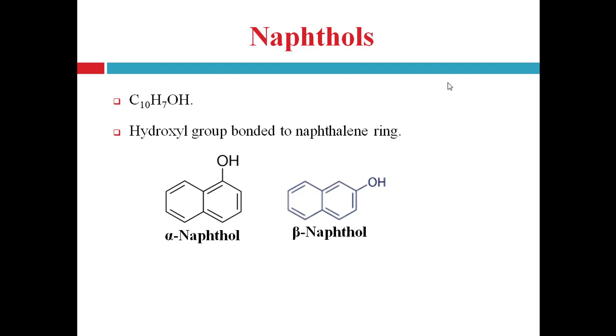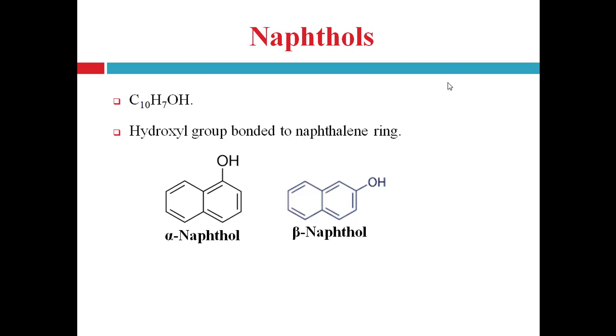Naphthols, having the molecular formula C10H7OH. Right? Naphthol is composed of a hydroxyl group that is bonded to the naphthalene ring. Naphthols are the compounds in which a hydroxyl group is bonded to the naphthalene ring, and they can exist in two isomers, that is 1-naphthol and 2-naphthol, also known as alpha-naphthol and beta-naphthol. The first isomer is 1-naphthol or alpha-naphthol and the second isomer is 2-naphthol or beta-naphthol.